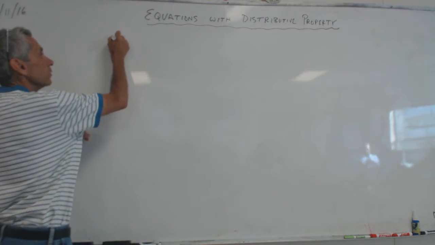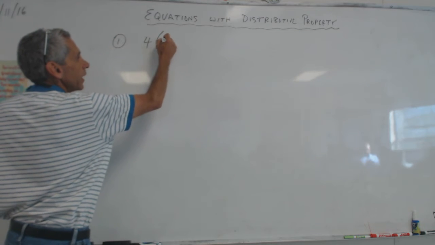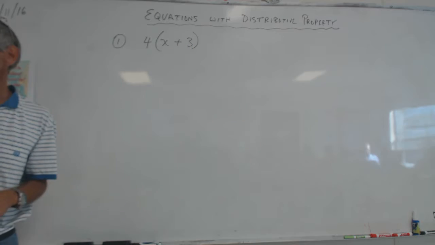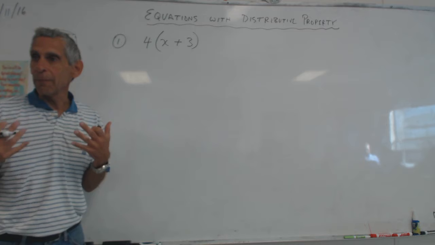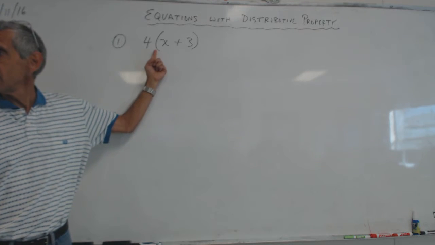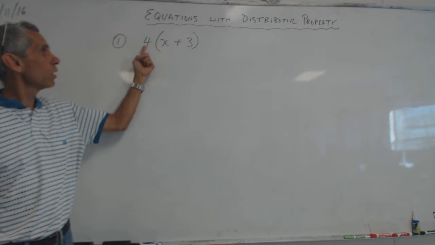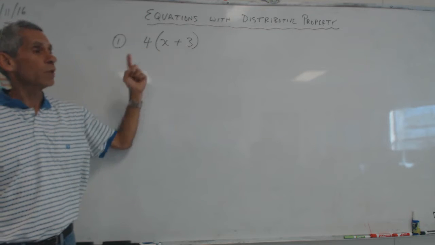So here's my first example. If I had 4 parentheses x plus 3. Distributive property says I have to distribute this. This says 4 times, right? Parenthesis always means multiply. I have to distribute this 4, the 4 times to this, and the 4 times to this.